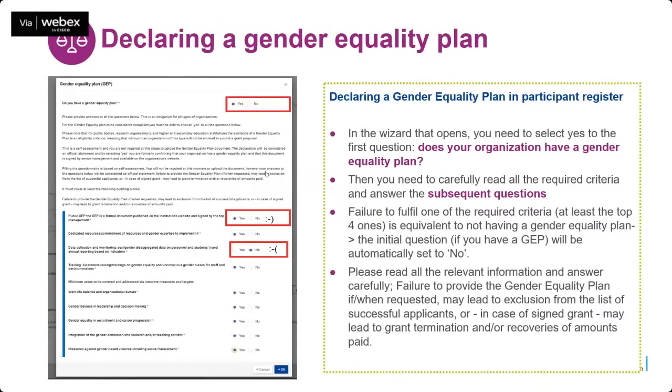So, of course, you need to declare that you have a gender equality plan, considering, of course, that you have it. And then you need to answer a few questions. The first 4 are obligatory, which means that if you fail to address one of them, then the overall value will be set to no. So you need to have at least the 4 basic requirements. For example, you need to put the document in a visible place on the organization website. You need to have dedicated resources and collect data.